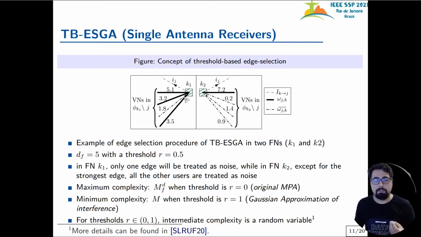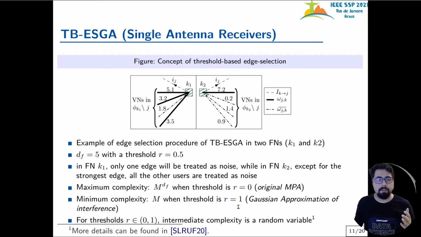The remaining strong users, with bold lines here, will be considered in the more expensive MPA calculations, some kind of exhaustive search for the most reliable values for interference calculation. In the other function node, many of these users have weak fading gains and many of them are going to be treated as noise, while only the strongest one will be considered in the more expensive calculations.